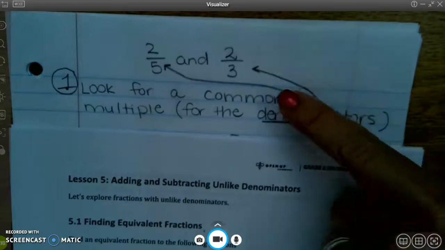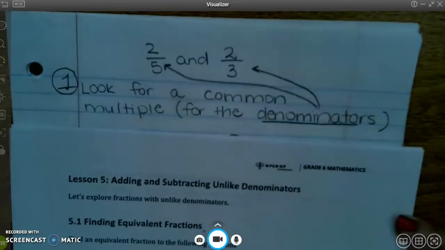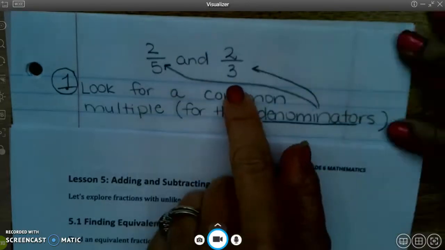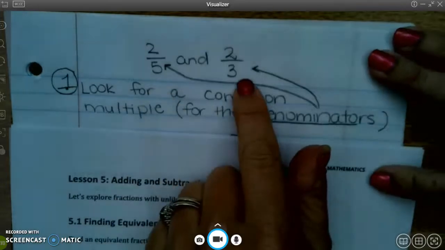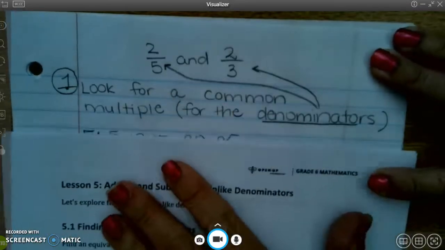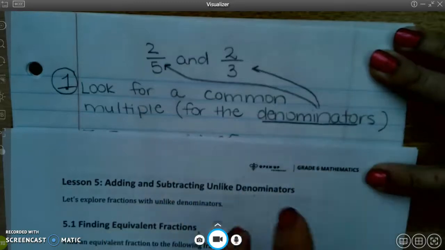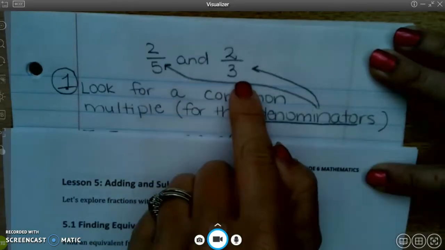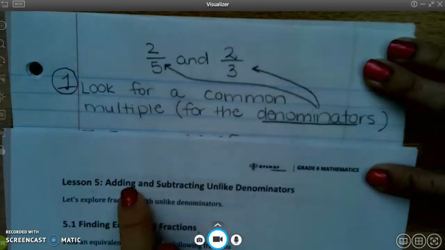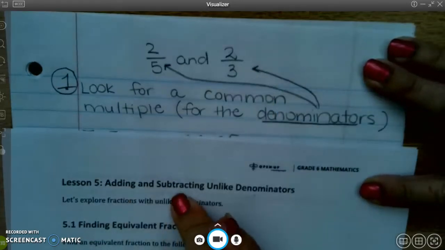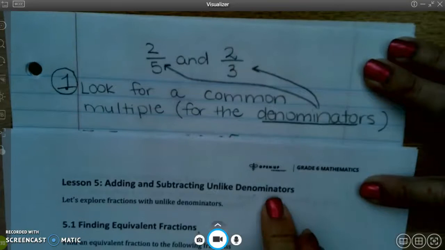So remember, the denominators are the bottom number of a fraction. This tells us the whole amount when thinking about fractions. Okay? We cannot add or subtract fractions if the denominators are different. So remember, we're trying to get to where we can add and subtract fractions with unlike denominators.